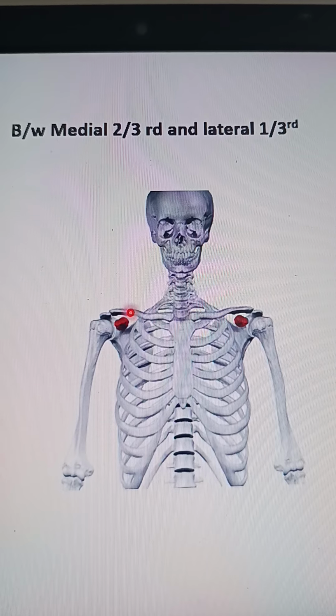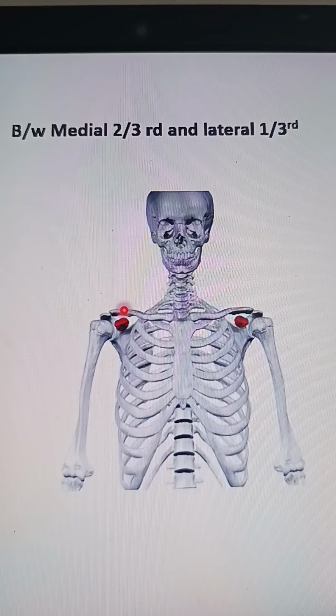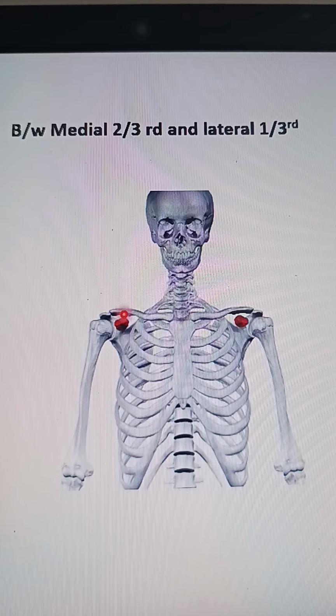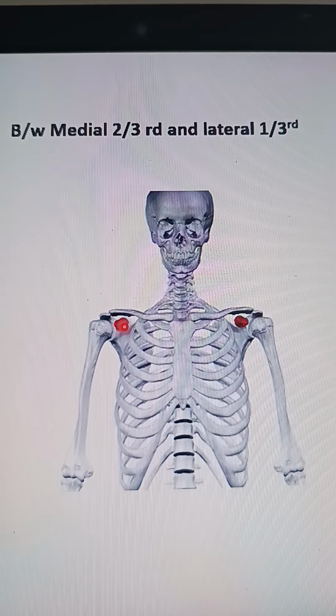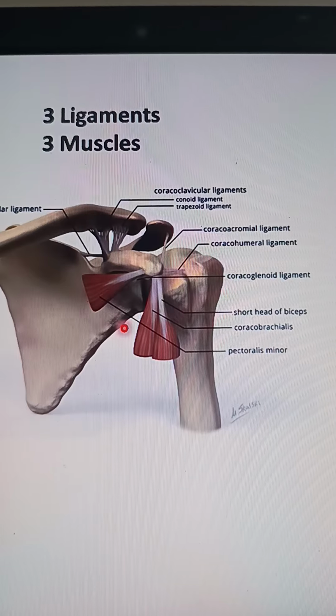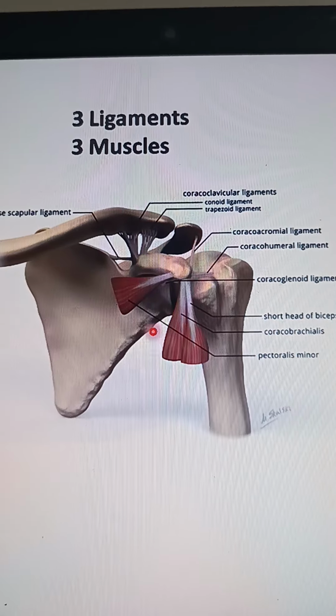So between the medial 2/3 and lateral 1/3, stop your finger and put your finger 1 centimeter below. You can very well palpate the coracoid process. So this is the surface landmark of the coracoid process. Now let us see the attachment onto the coracoid process.